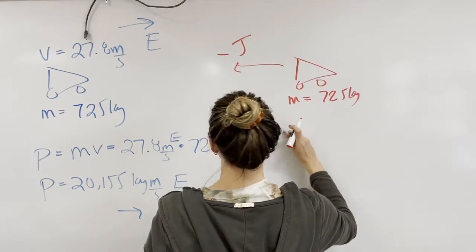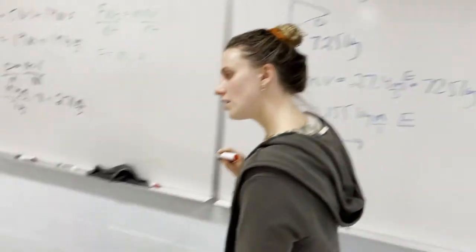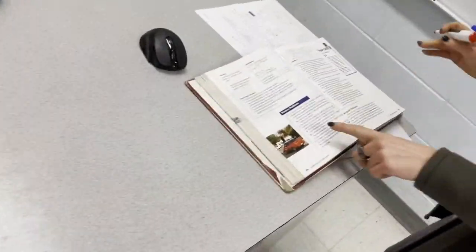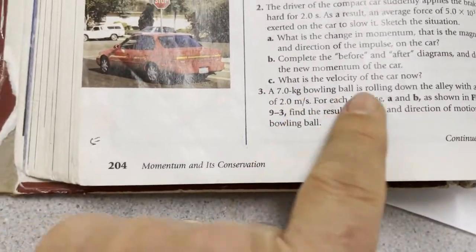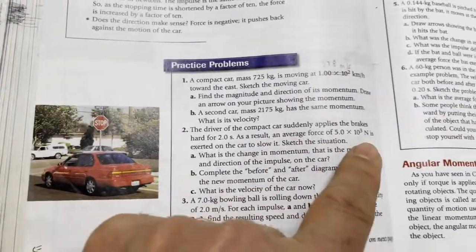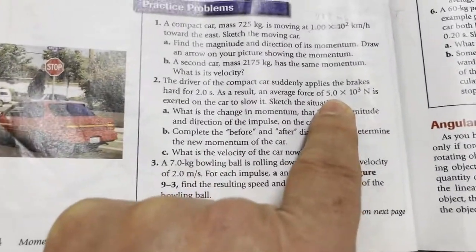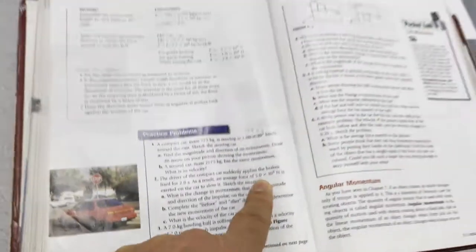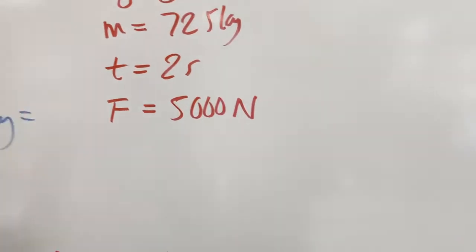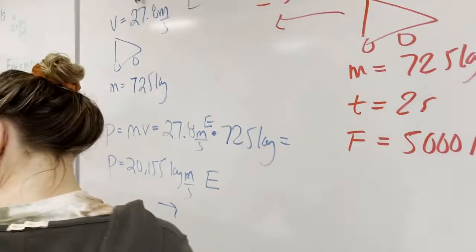Okay, and then what else? What is it asking for us again? It tells us how much force and how much time. The time is 2 seconds, and the average force is 5,000 newtons. And then what are we trying to find here? Well, we need to find the impulse.